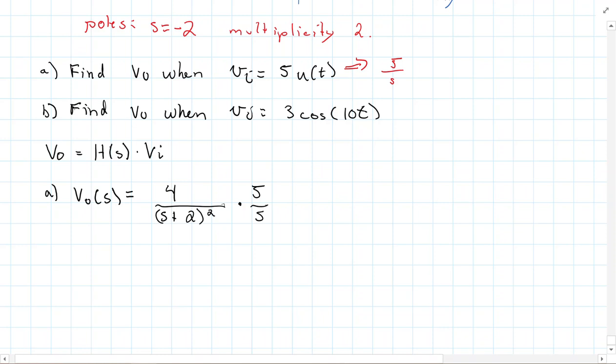Now, I'm actually not going to multiply everything out. I'm going to multiply the numerator and get 20 over, but I'm not going to multiply the denominator out. And you think about, why would I not multiply the denominator out? Well, if I'm going to try and find V out at t, which is what I want to get eventually, we're going to have to do a partial fraction expansion.